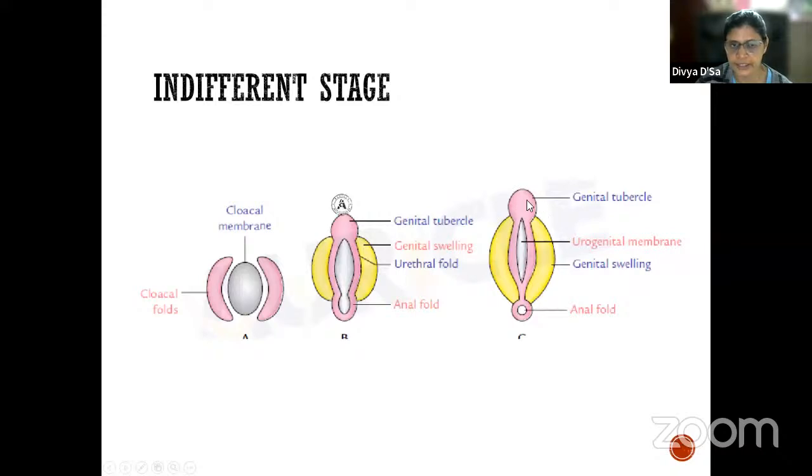This is the initial, the indifferent stage. Okay. In the indifferent stage, both in males and females, it will be the same. So till then, the morphological, that is the phenotypic sex, is not determined. So it remains the same. After that, once the phenotype is established, the definitive stage happens. Okay. The development progresses in that direction.